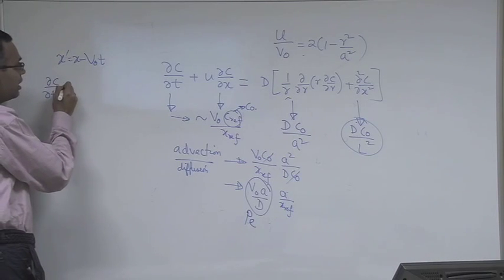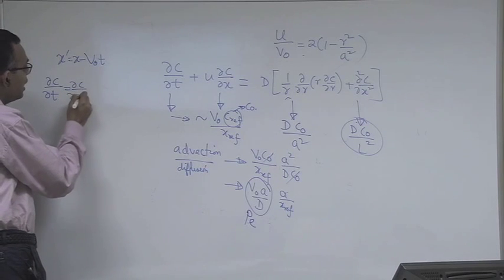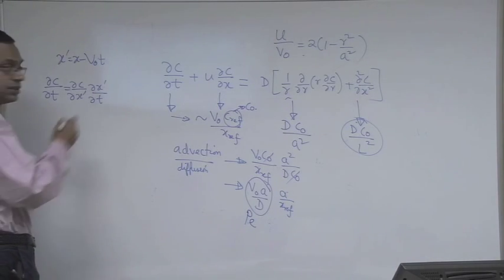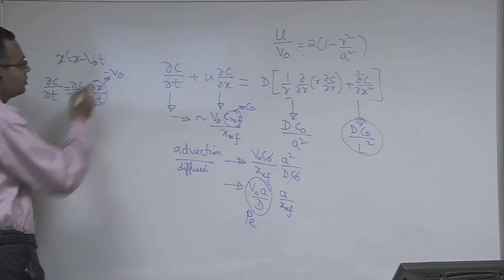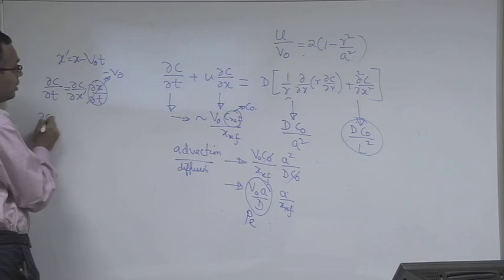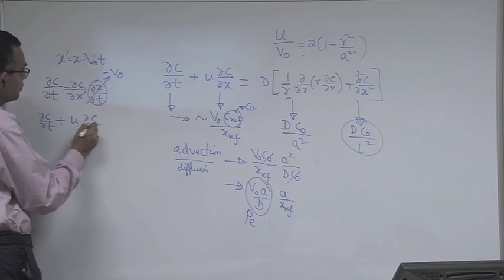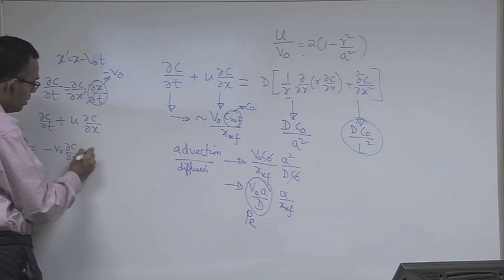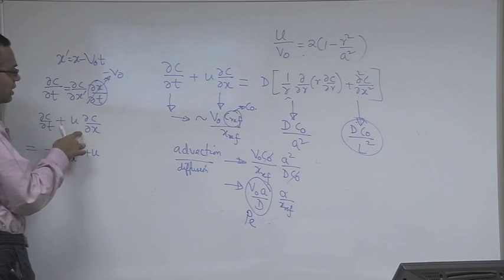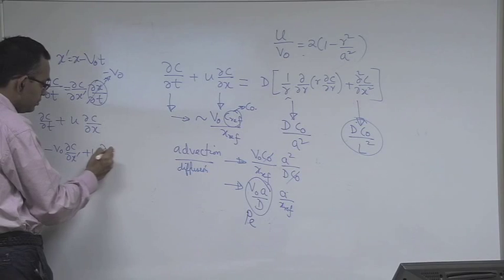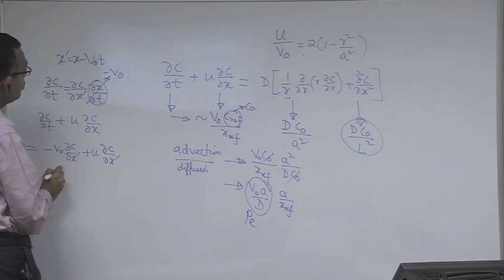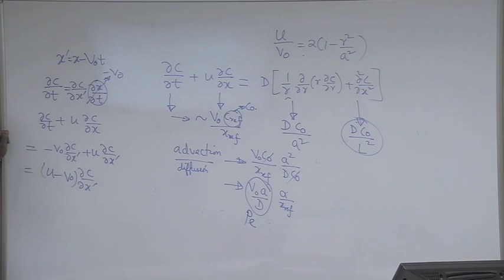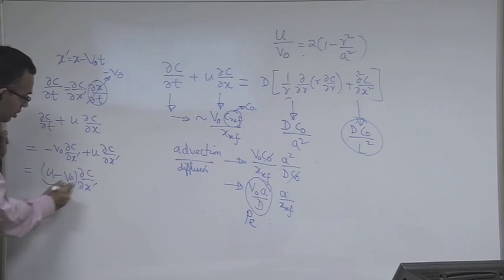So, del C del t you can write as del C del x dash into del x dash del t. What is del x dash del t? Minus V0. So, del C del t plus u del C del x is minus V0 del C del x dash plus u del C del x. Del C del x and del C del x dash are the same. So, this is u minus V0 times del C del x dash. What is u minus V0? This is u dash.